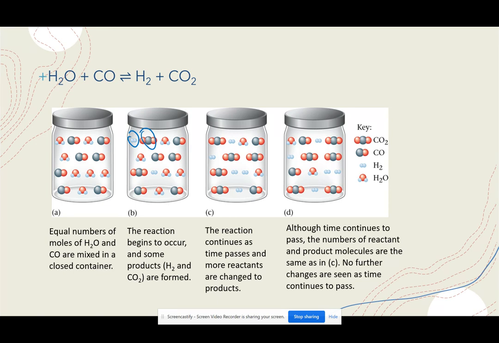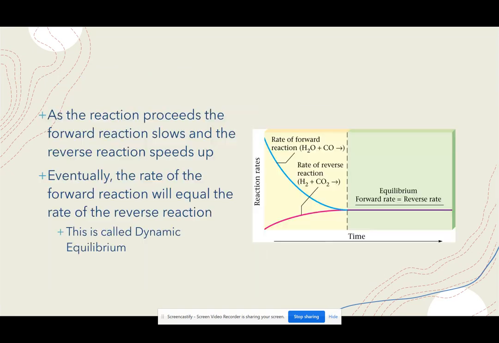Although time continues to pass, the number of reactant and product molecules are the same. No further change is seen. And even though no further change is seen, that does not mean that the process stops. The process does continue, but it's just for every 1 mole of reactants that reacts to produce products, 1 mole of products reacts to produce reactants.